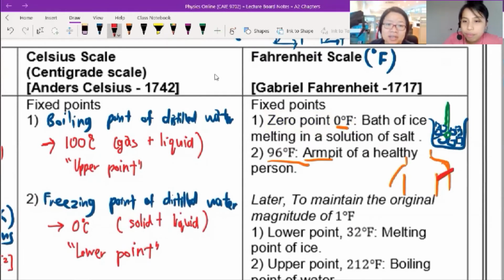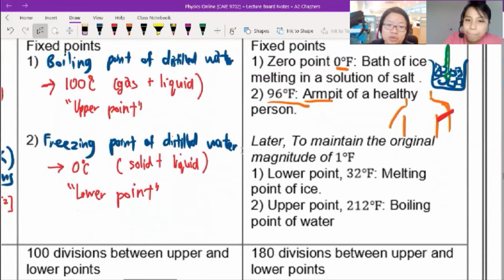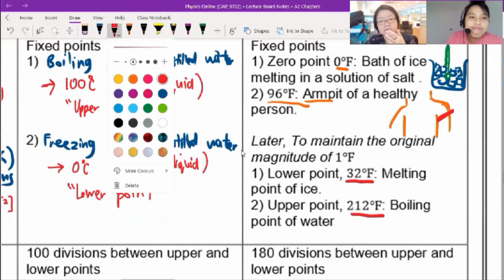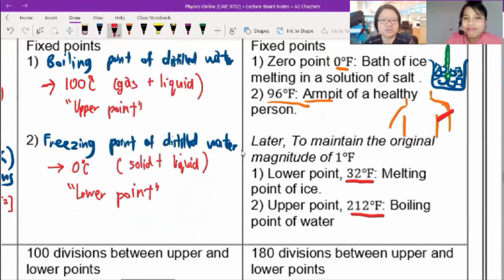And after that, to maintain the original magnitude of 1 Fahrenheit, they changed the lower point and upper point. So you can see it follows Celsius, but the numbers will have to change. So this is why the Fahrenheit scale is always very weird.